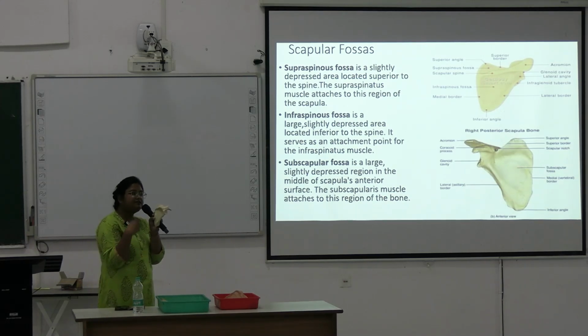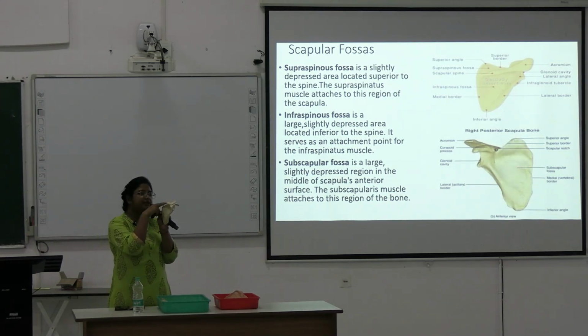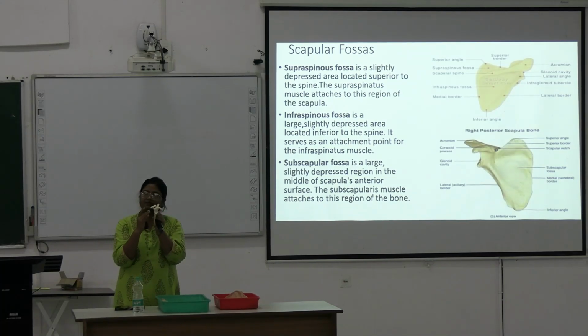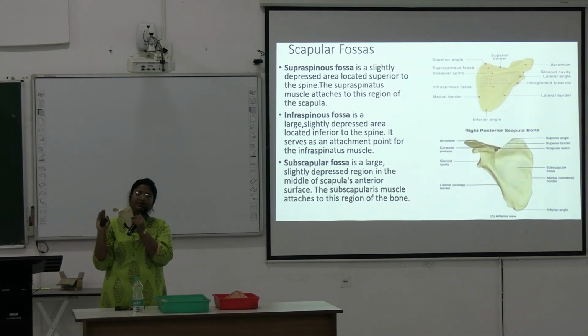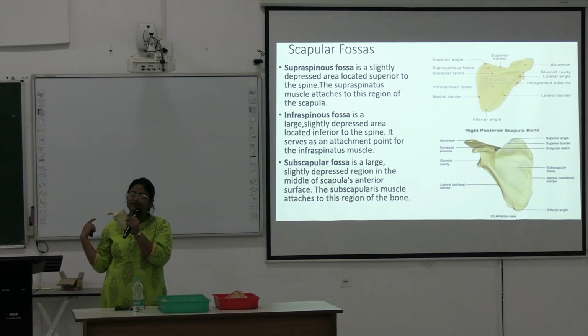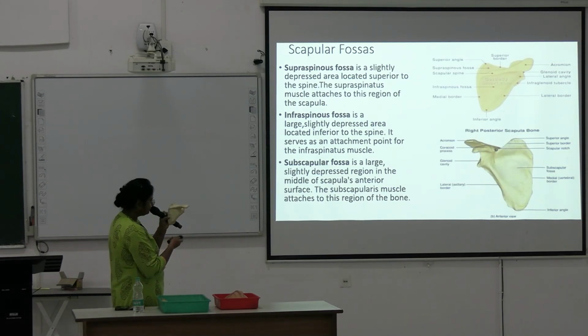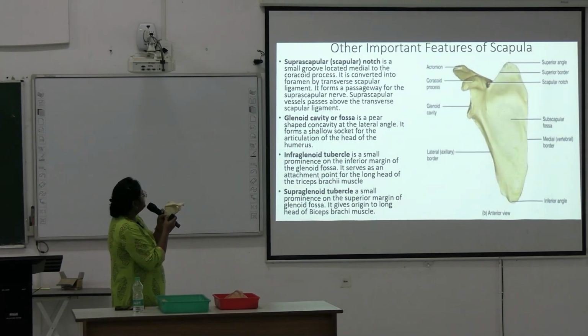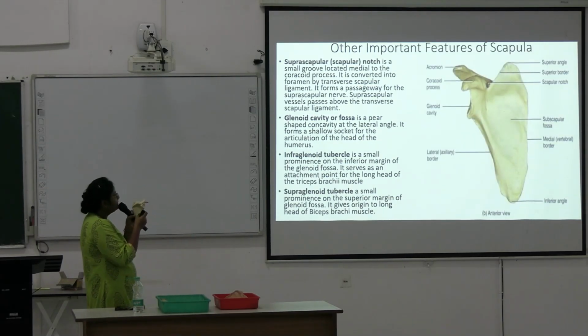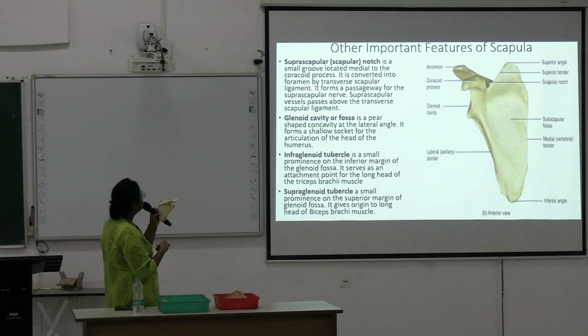Okay, so 3 muscles in 3 fossae. Supraspinatus in the supraspinous fossa, infraspinatus in the infraspinous fossa, subscapularis in the subscapular fossa. You have understood the position of these fossas. These are also important for viva. Now these are some important features of the scapula.